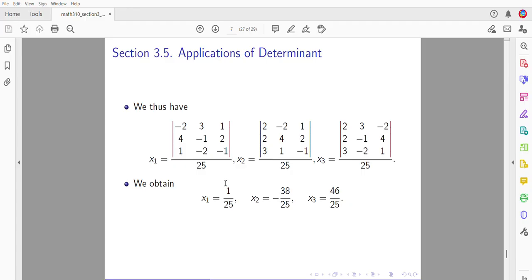Determinant of this is 1. Determinant of this is negative 38. Determinant of this is 46. You have solved for x1, x2, x3.